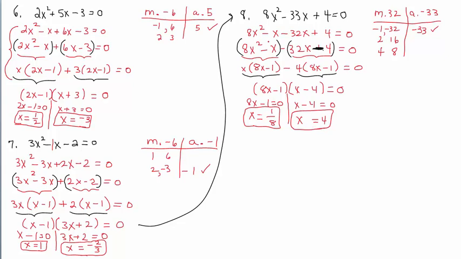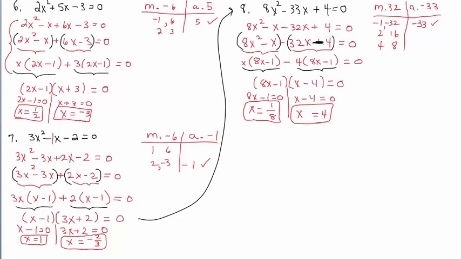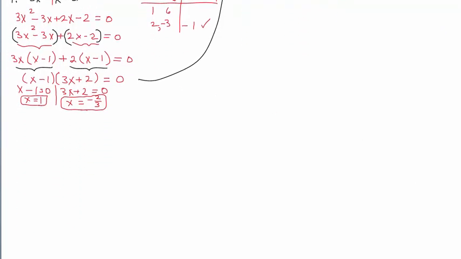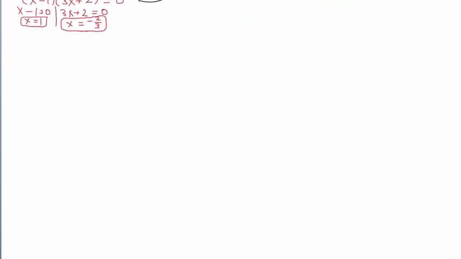Both proposed solutions should be checked individually in the original problem, and I've already done that. Those are both good solutions. Okay, at this point we're going to go on to the second of 4 ways that we can solve a quadratic equation. So we did factoring, now we're going to do the technique of extracting square roots.